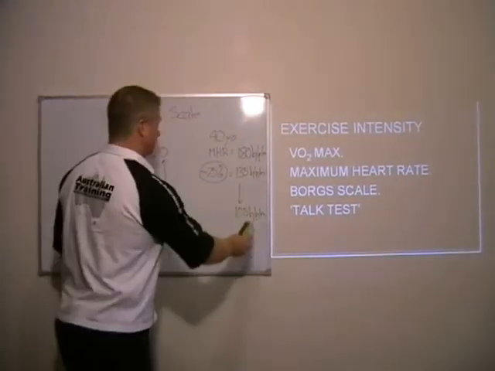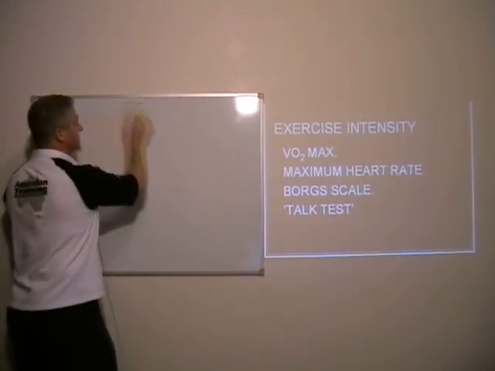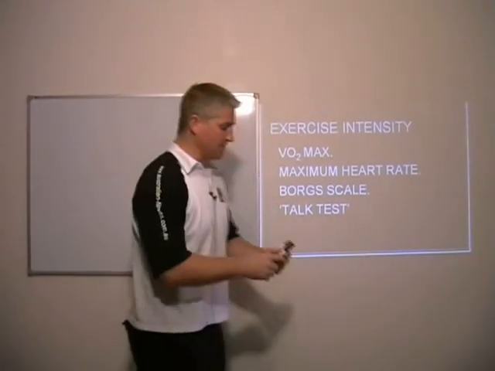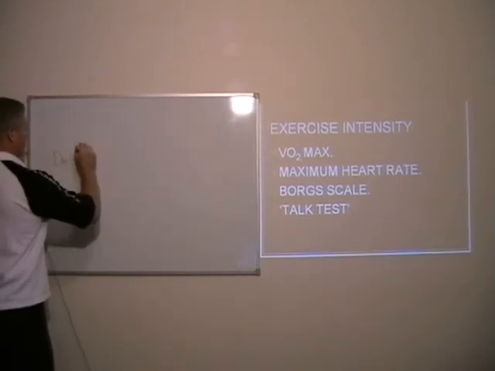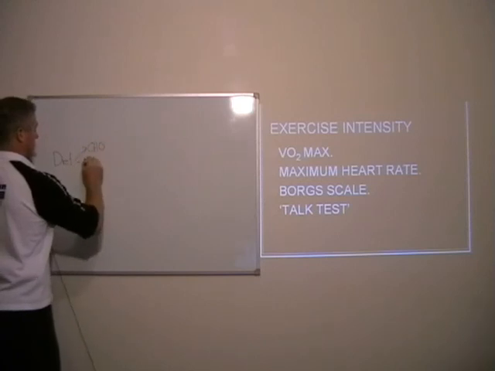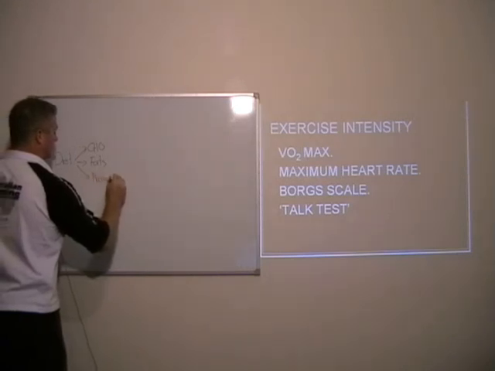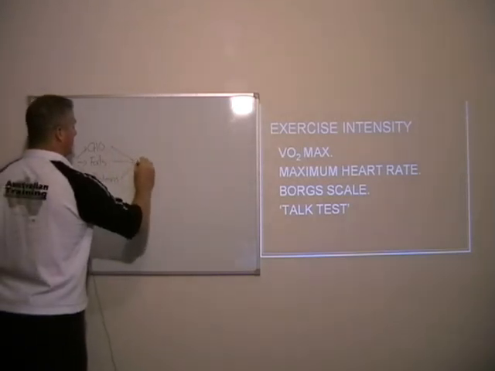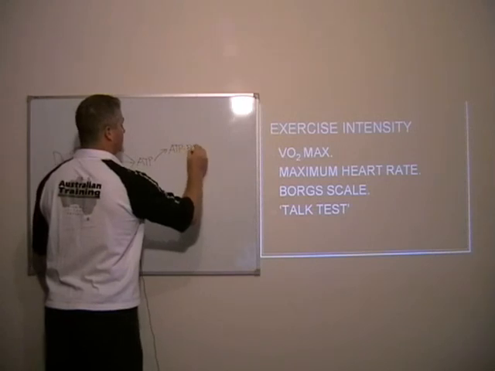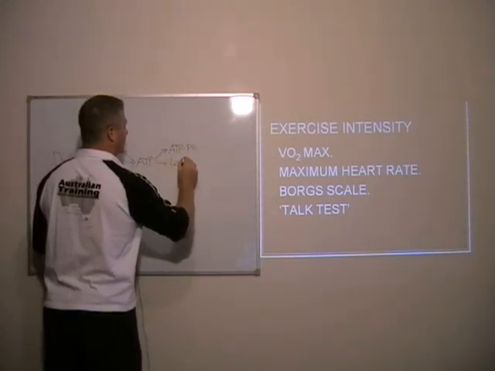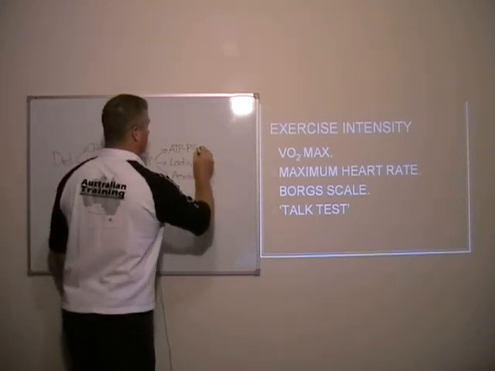Okay, before we go, just one point of revision. One of the main concepts that we've covered in today's class is the energy systems. Now we have done this already, but diet gives us carbohydrates, fats and proteins. These can be converted to ATP, which can be utilised by the body through the ATP-PC system, the lactic acid system, or the aerobic system, which all give us energy.